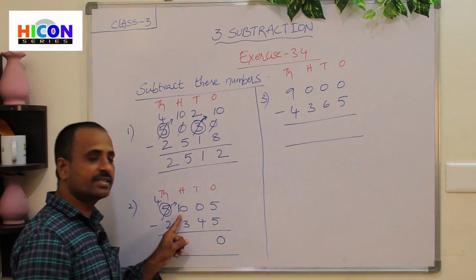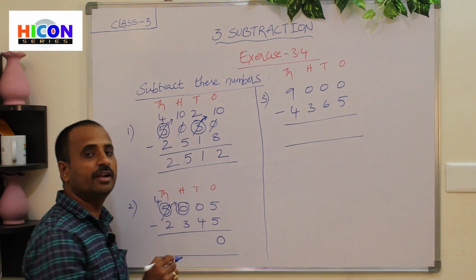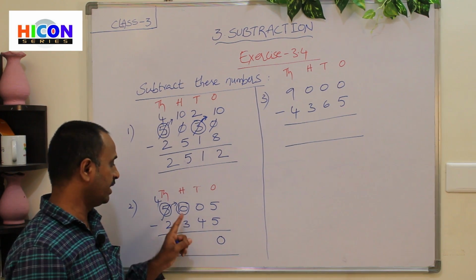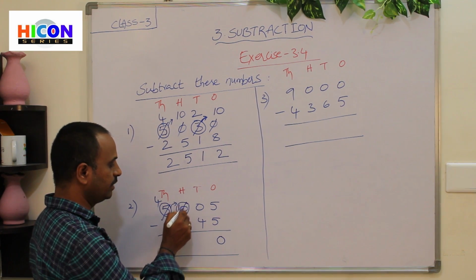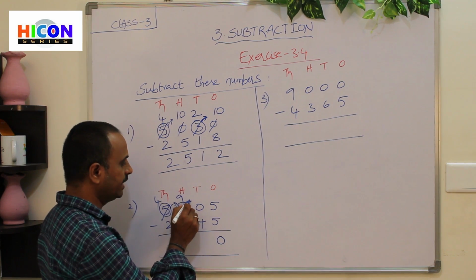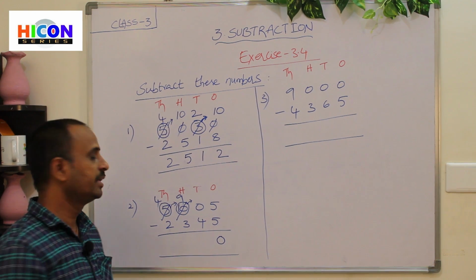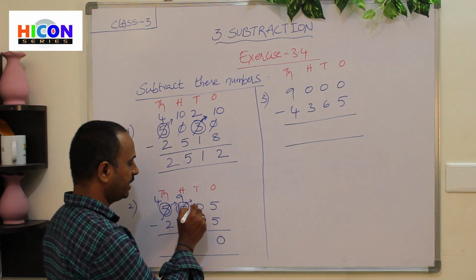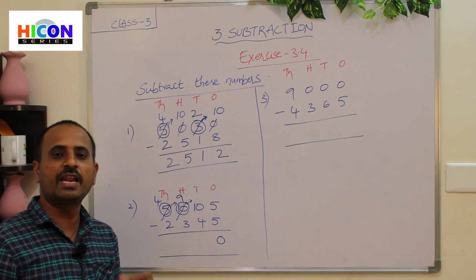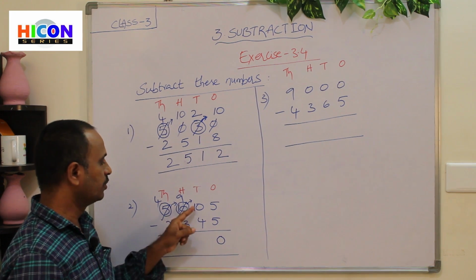Now, how many hundreds are here? 10 hundreds are here. Now, borrow 100 from 10 hundreds. If you borrow 100 from 10 hundreds, how many hundreds will be there? The remaining 9 hundreds will be there. And carry 100 to the tens place. If you carry 100 to the tens place, how many tens will it become? It will become 10 tens. So write 10 here. That means 100 becomes 10 tens. Now do the subtraction.